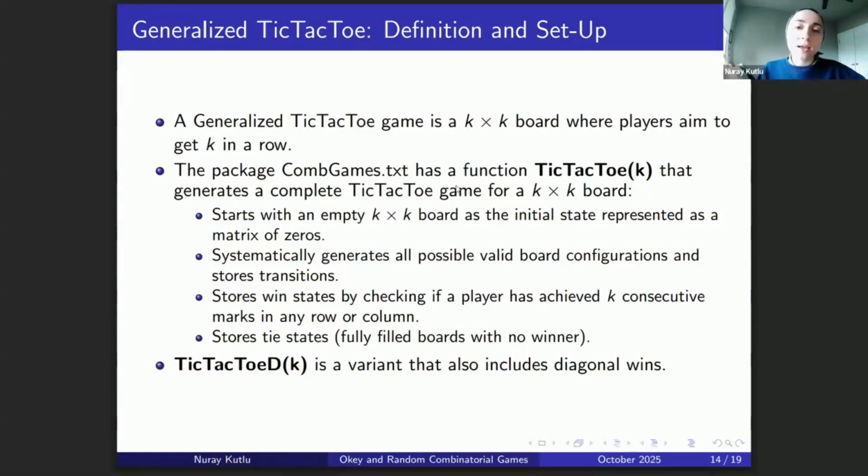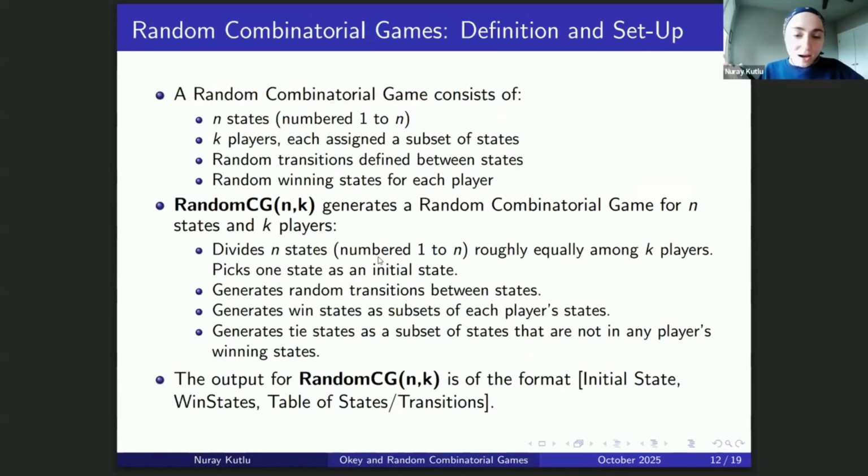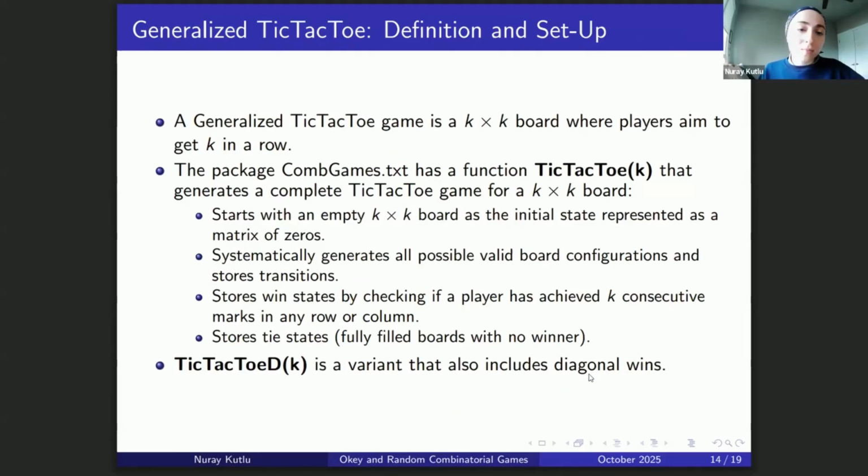A generalized tic-tac-toe game is a K by K board where players aim to get K in a row. So this tic-tac-toe and this tic-tac-toe are different. This one also includes diagonals as in a row, but there's a function that generates a tic-tac-toe game for a K by K board, and it has the same output format as random CG. So there are win states and tie states, and tie states are just fully filled boards that don't have K in a row. So yeah, we can move on.